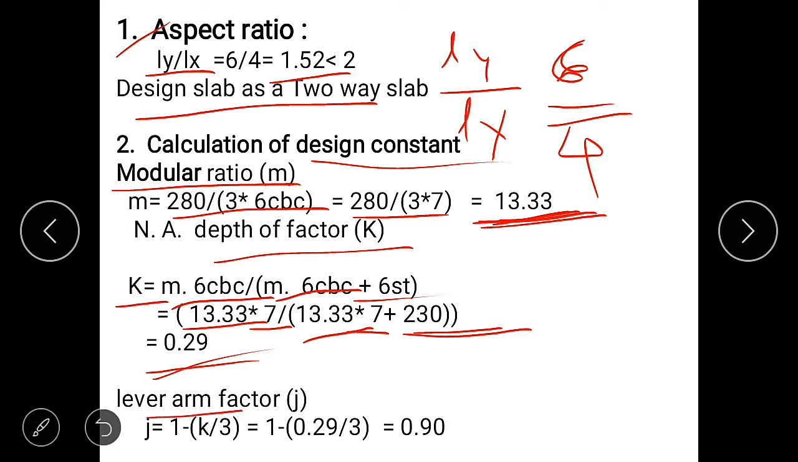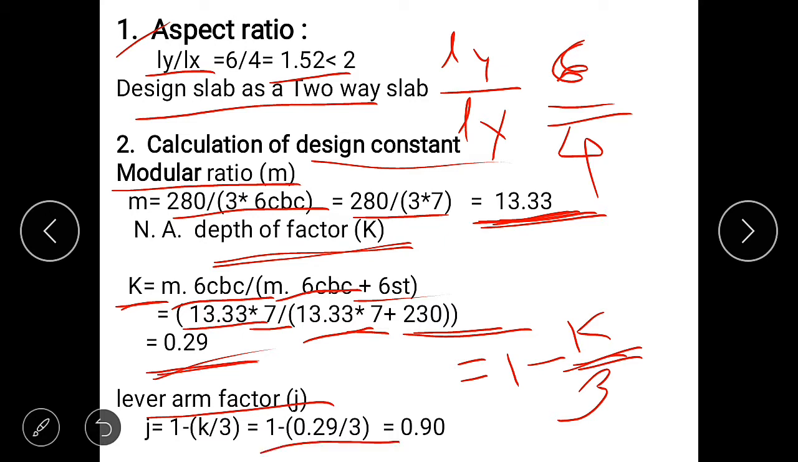Now lever arm factor J. Third constant is lever arm factor J. How do we calculate J? The formula is 1 minus K by 3. Here we found depth factor K, the value of K is 0.29, so 1 minus 0.29 by 3. The answer is 0.90.